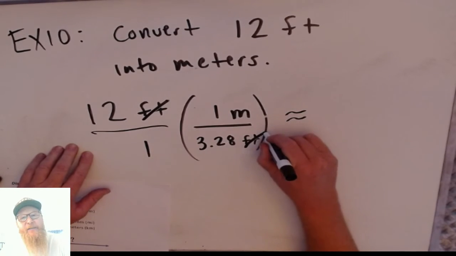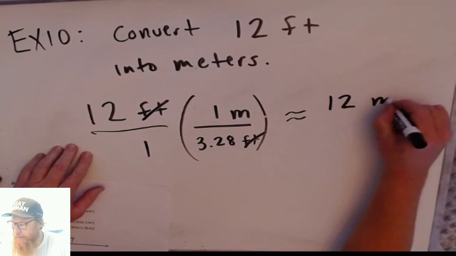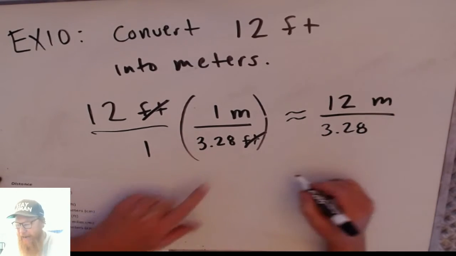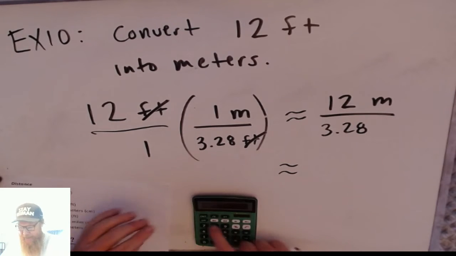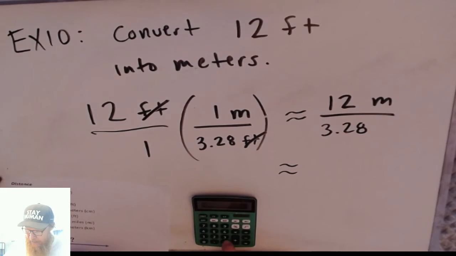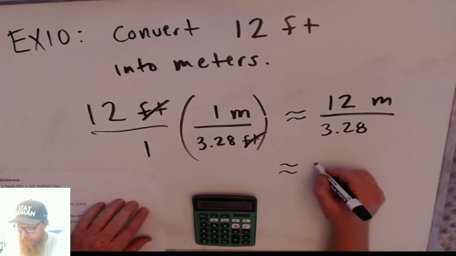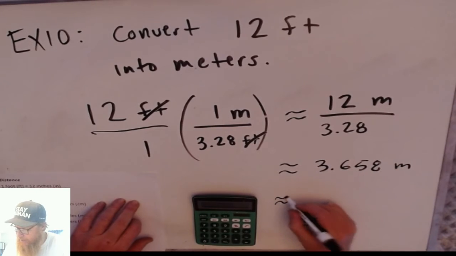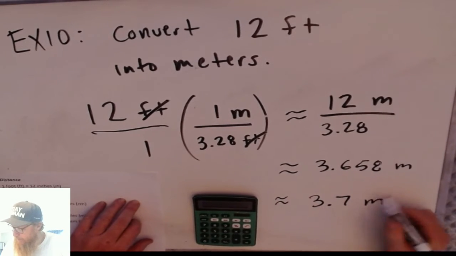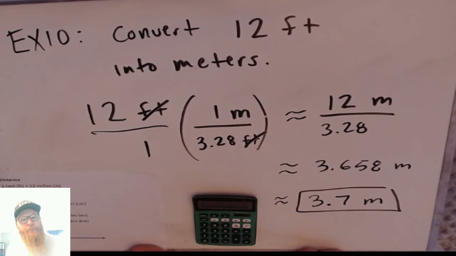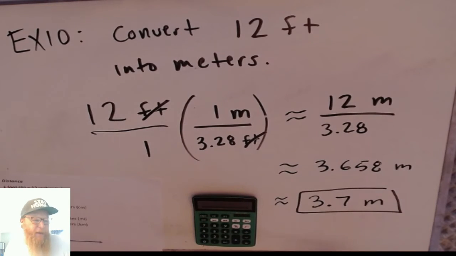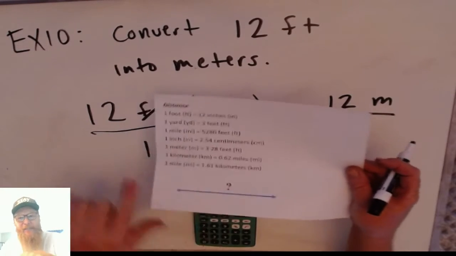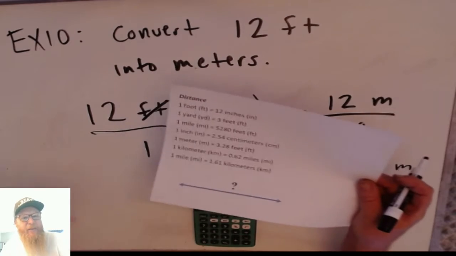Cancel the feet, multiply straight across, and if the denominator is not 1, then divide it. So you got 12 divided by 3.28, which is approximately 3.658 meters, or let's just say 3.7 meters. All right, and there you have it. So those are the conversions of distance. Distance is finding length.